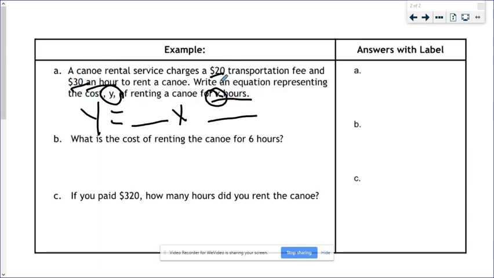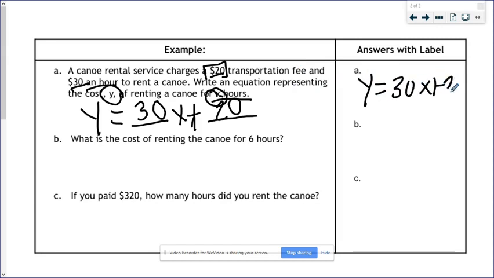That means that 30 and X need to go together. So every hour I have that canoe, I'm paying 30 bucks. So that's why 30 and X need to go together. So that means that this 20 bucks is only going to happen one time, which makes sense because you're only paying it one time to get your canoe. So this is the equation we're going to set up. You should write it over here where it says A equals so that you're organized and you can see it.